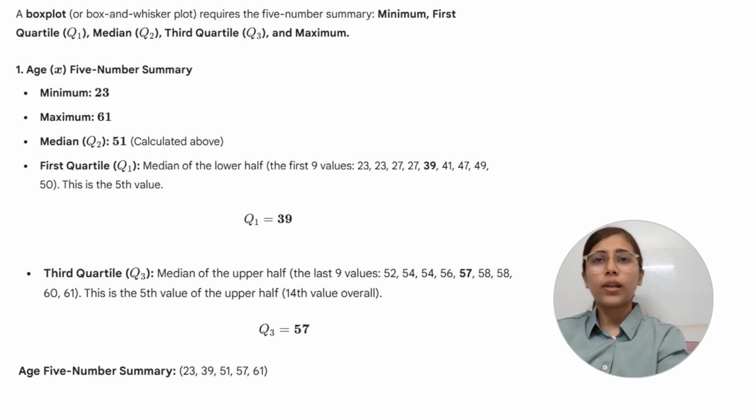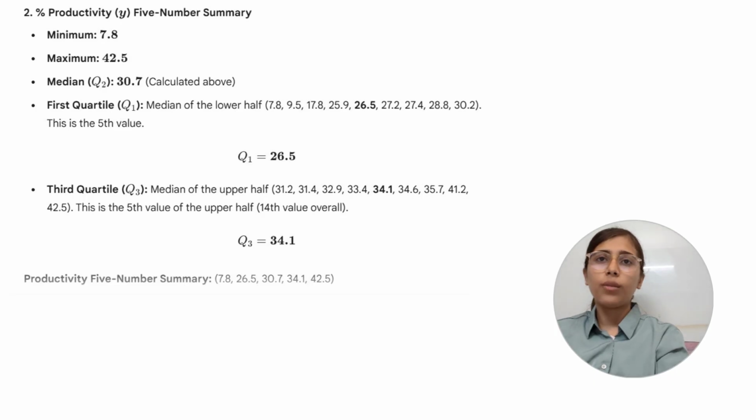Now we have to similarly calculate the 5-number summary for the productivity column. We know that the minimum productivity was 7.8 and the maximum productivity was 42.5. The median we have already calculated, which is Q2, the second quartile, 30.7. Now to calculate the first quartile, the median of the lower half, which contains values such as 7.8, 9.5, 17.8, 25.9, 26.5, 27.2, 27.4, 28.2, 30.2. So here we consider the first quartile as the fifth value, which is none other than 26.5. So Q1 is equal to 26.5.